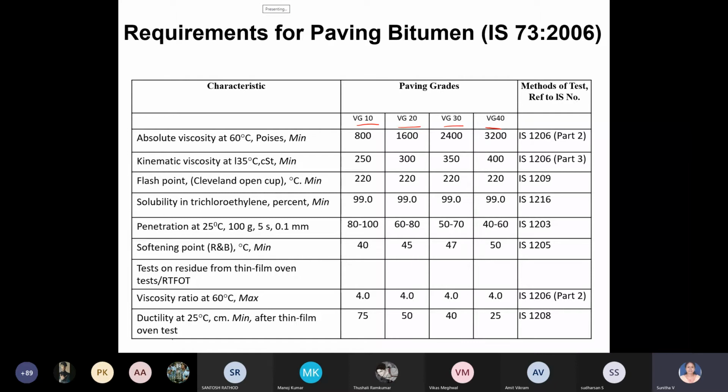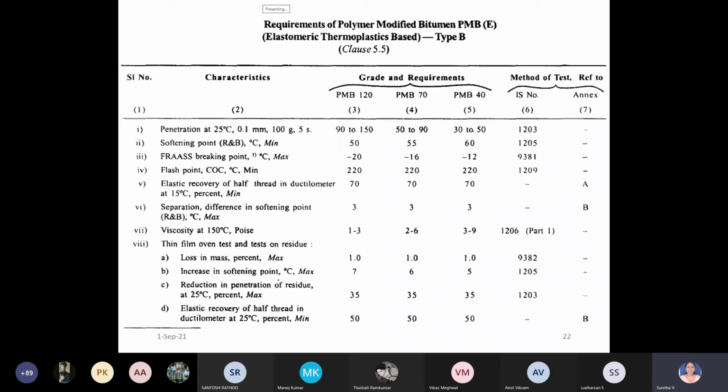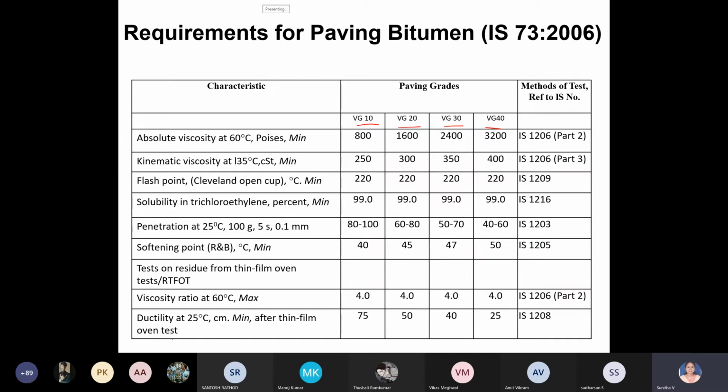So depending on it, VG10 and 20, it will vary, and the IS code to be followed for each of the tests is also given there. And this is a requirement. So that's for the ordinary bitumen, VG10, 20. That's the normal, or it's called paving bitumen.